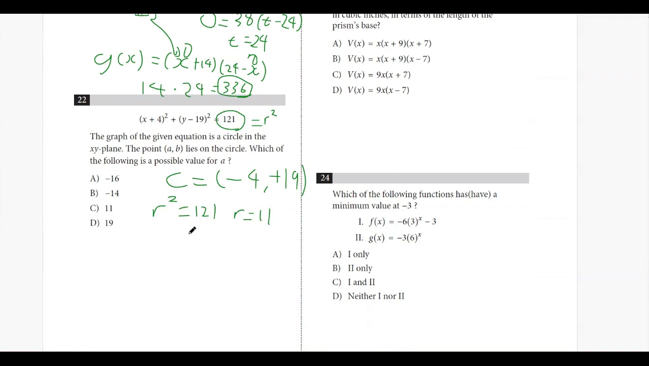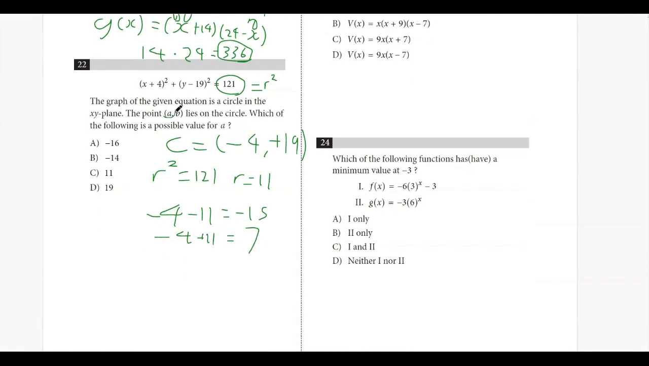So we could either have that, which is -15, or 7. And since A is the x coordinate, A could be somewhere between -15 and 7. So we know that C and D are immediately eliminated. A is also eliminated, so B, -14, is indeed between -15 and 7, so B is the correct answer.